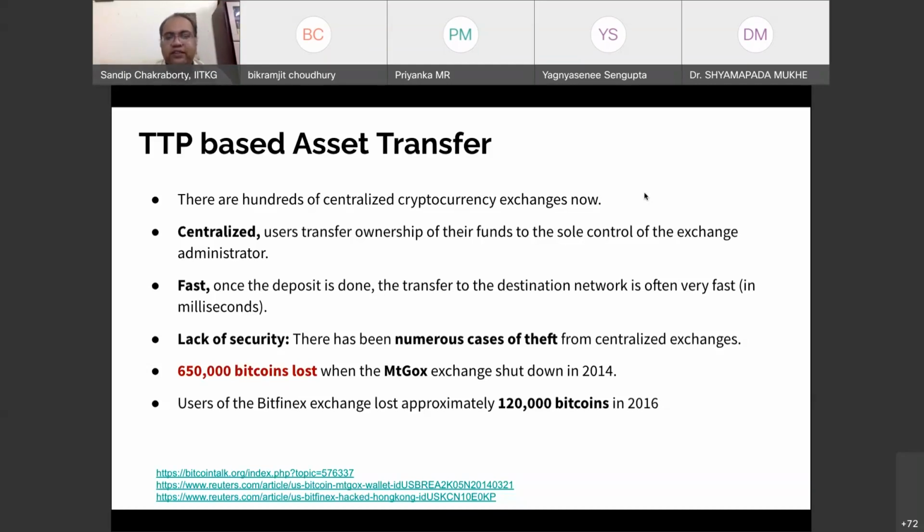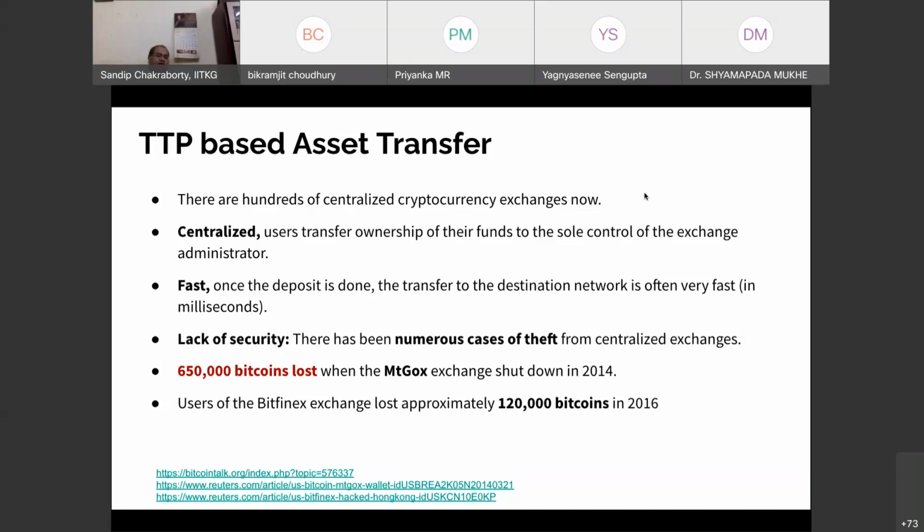So if you look into the history, there have been numerous cases of theft from such kind of centralized exchanges. For example, this MTGOX exchange that suddenly shut down in 2014, and that way around 650,000 Bitcoins were lost, which were in possession of this MTGOX exchange. Similarly, this Bitfinex exchange, they lost approximately 120,000 Bitcoins in 2016. So if you look into the history, there are numerous cases of such kind of exchange failures.